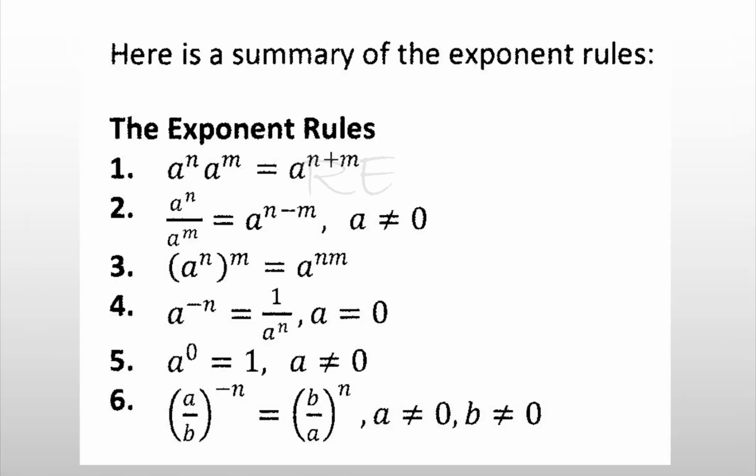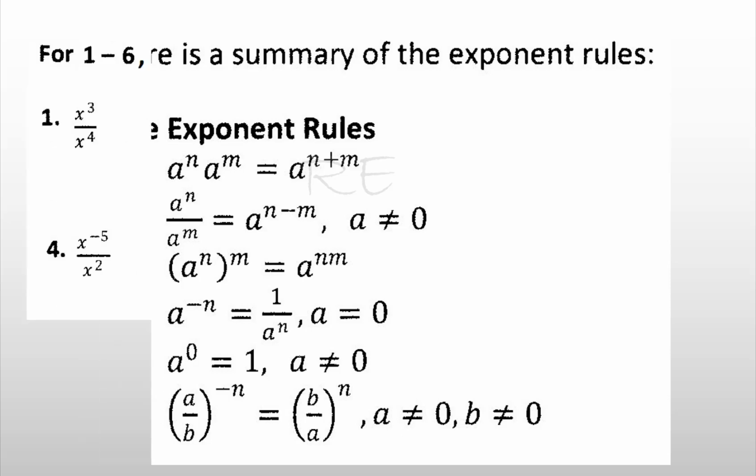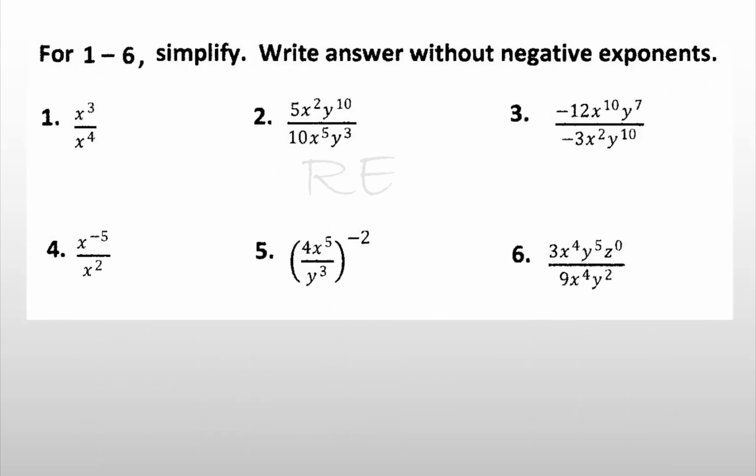Here's a quick summary of the exponent rules learned so far. You may want to check their meaning online if you forget. We need to write these answers without negative exponents. X cubed over x fourth will be 1 over x to the 4 minus 3. So it's just 1 over x.